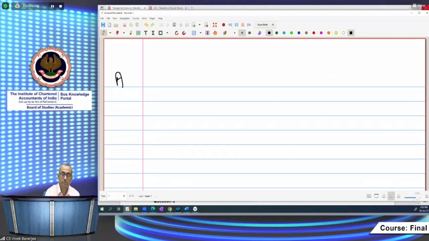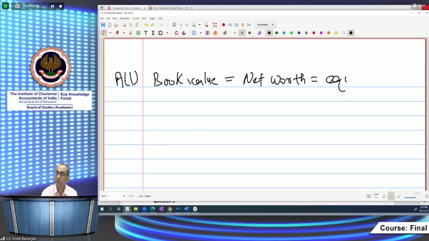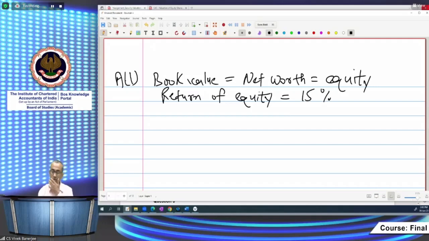This is the solution to question number 1. As I have said, in the question, book value per share is given. As I just discussed, book value can be called net worth, or it can also be called equity. Return on equity is given in the question. It is 15%.